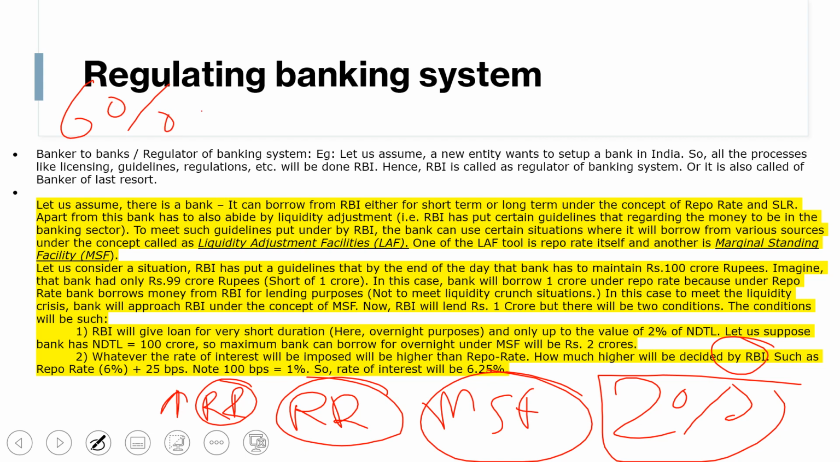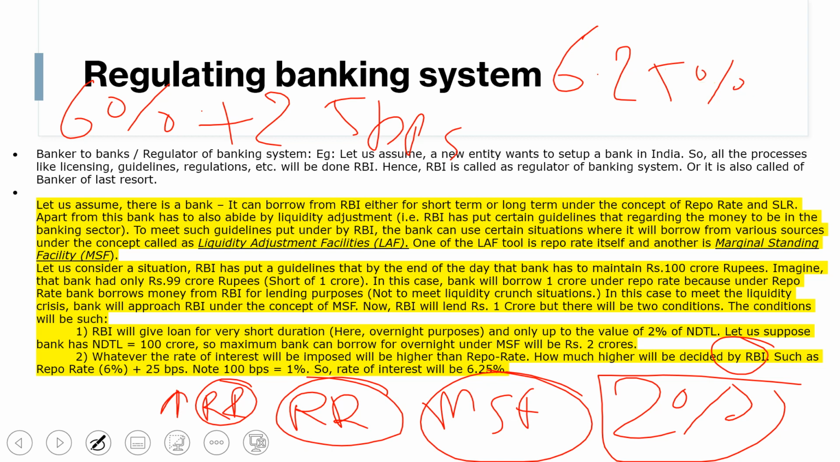So now the RBI will say we will charge plus 25 BPS, that is the base price. So up to that 25 BPS, the total interest you have to pay will be 6.25%. I have just given this for information: 100 BPS is equal to 1%. So the rate of interest will be 6.25% for this MSF, for maintaining your liquidity adjustment facility. Understand? This is all about how the liquidity adjustment facility works under the marginal standing facility, and that is the difference between the marginal standing facility and the repo rate.